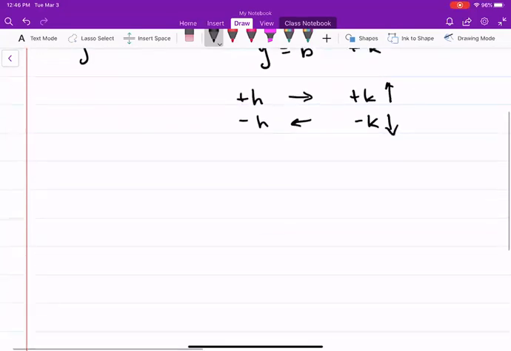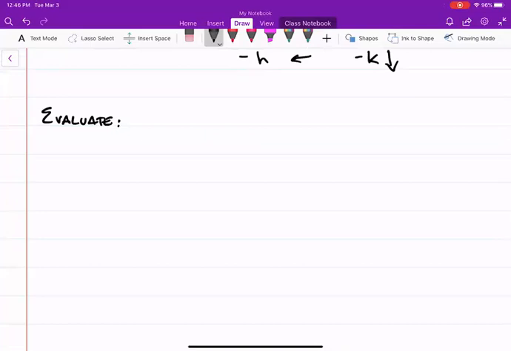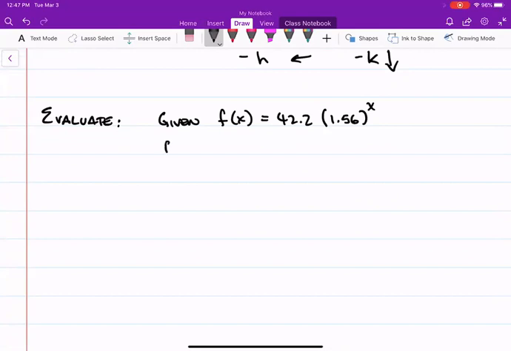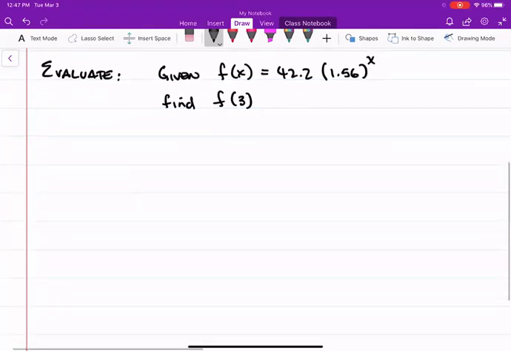So the first thing they're going to ask you to do is to evaluate. So they might say, hey, given that f of x is equal to 42.2 times 1.56 raised to the x power, find f of 3. So what would f of 3 be equal to? What would you do?